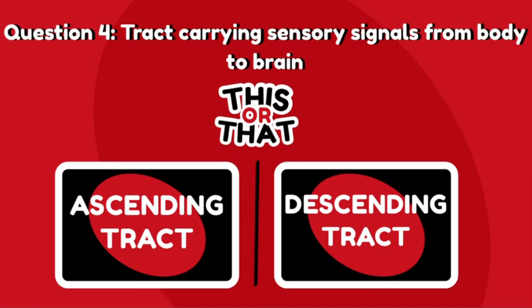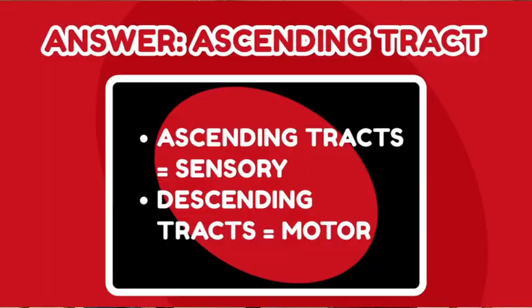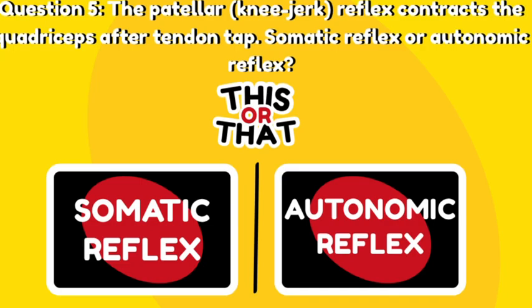Round 4. This or that. A track carries vibration and fine touch from the foot up to the brain. Ascending or descending? That's the ascending tract. It goes up and sends sensory info into the brain. That's correct.